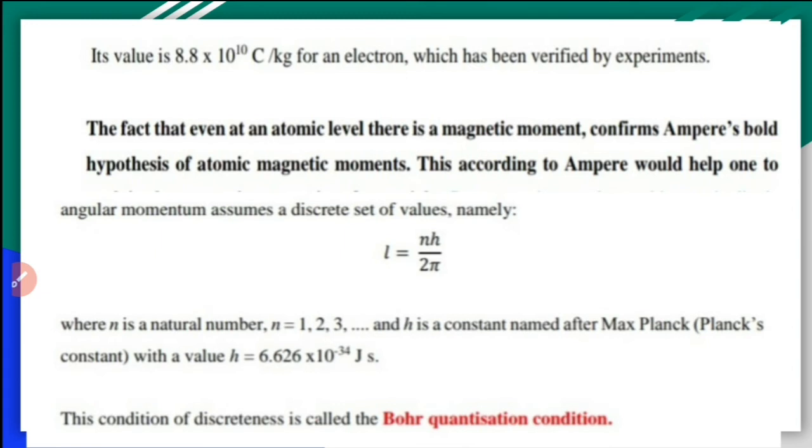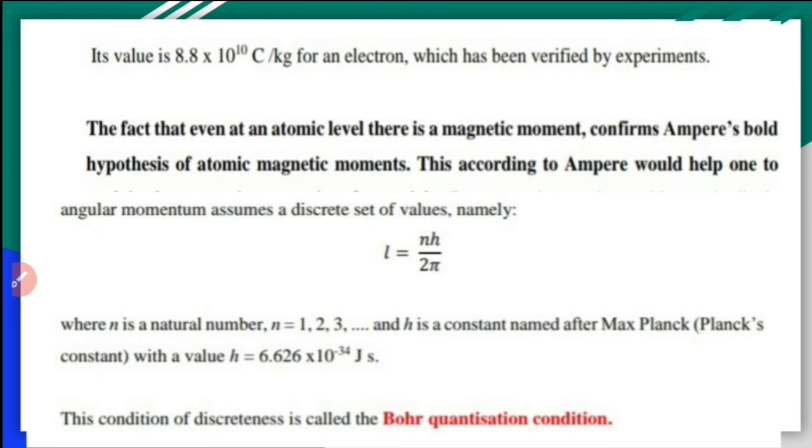We'll be studying the Bohr model in detail in the 11th or 12th chapter. There, the angular momentum of the electron in an atom should be an integral multiple of h by 2 pi, where h is Planck's constant. Here n can be only an integral value, like 1, 2, 3, etc. And h has the value 6.626 into 10 raised to minus 34 joule second.